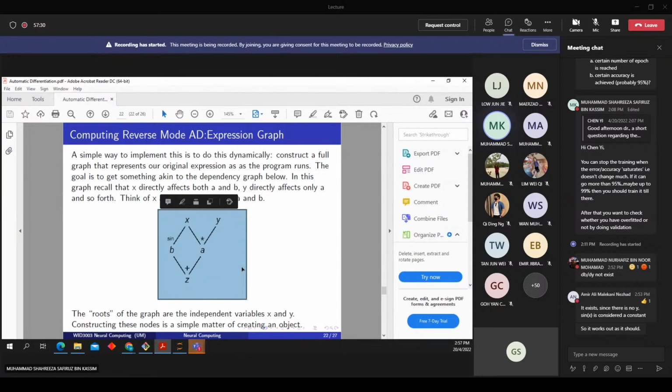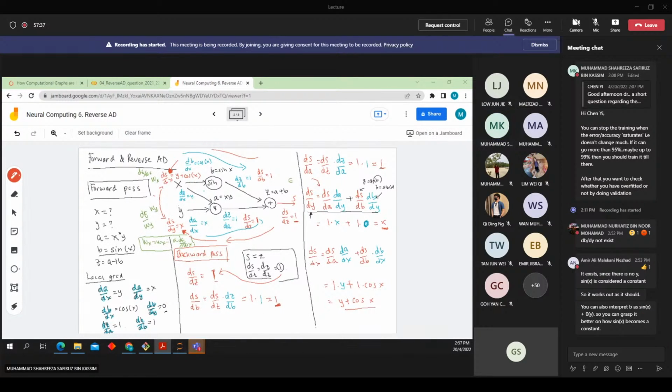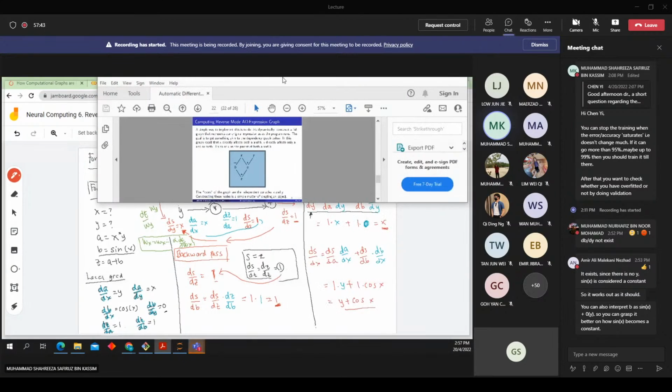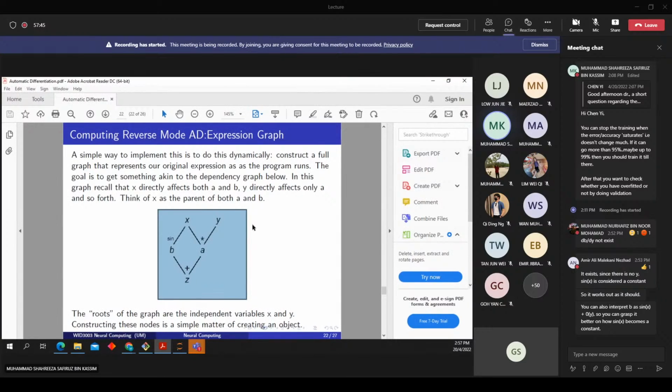Now, what is the difference between this graph and the graph that I've just drawn? How different is this graph from the graph in the slides? This one doesn't have any directions.